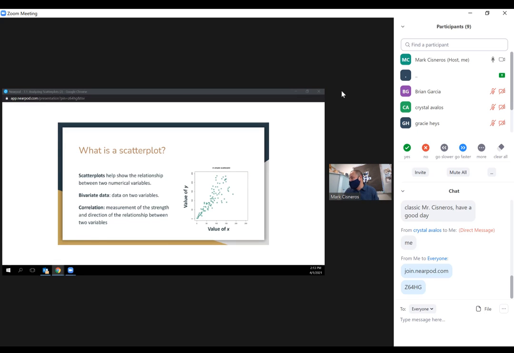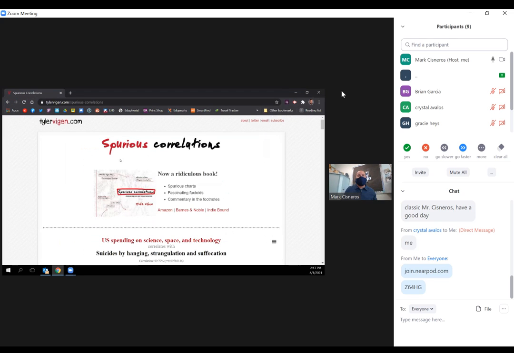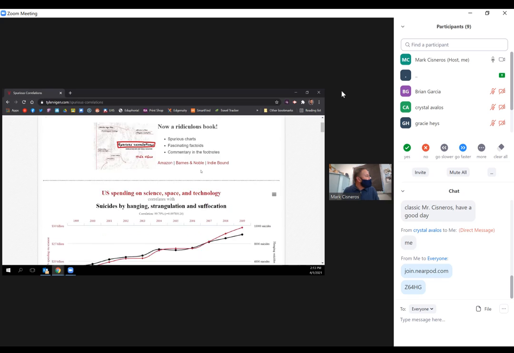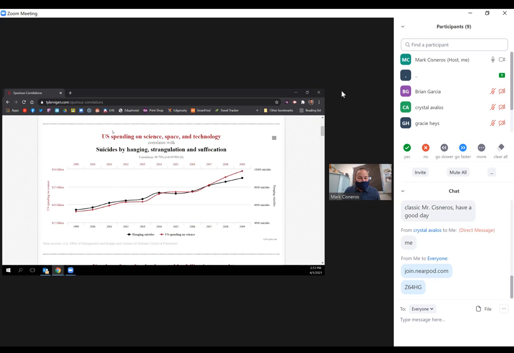I want to show you one of my favorite websites to go to. They update this stuff. These are called spurious correlations. These are things that are correlated and they're spurious, meaning that they're pretty funny. For example, here's a correlation between U.S. spending on science, space, and technology and suicides by hanging, strangulation, and suffocation. But look how strongly correlated they are. They're literally almost identical. But does that mean that how much money we spend on space and technology is causing people to commit suicide? No. That doesn't mean that one caused the other.